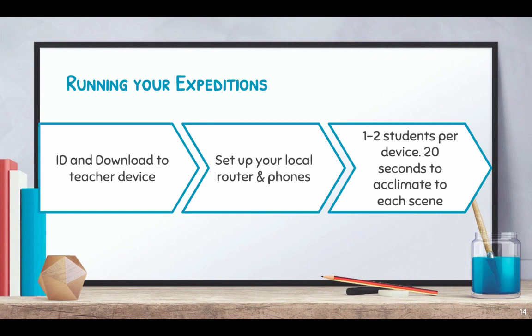Now, when you do that, you're going to pull that down to the teacher device only. The student devices will never need to download anything except the Google Expeditions app. So again, only the teacher device will have that downloaded. That teacher device could be a tablet. It could even be a personal cell phone. It doesn't really matter, just as long as you can get the Expeditions app downloaded to that device and then connect that device to the same network that the student devices will join as well. That's how those are going to communicate.